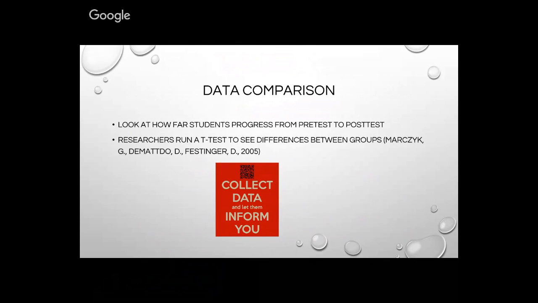Now, the researchers have a tough job here. They've got to collect all these pre-tests and all these post-tests, and they have to figure out which form of grading had more of an effect on the students. And how they do this is they run what's called a t-test. Now, a t-test determines whether there was a statistically significant difference between the groups on the variable of interest.